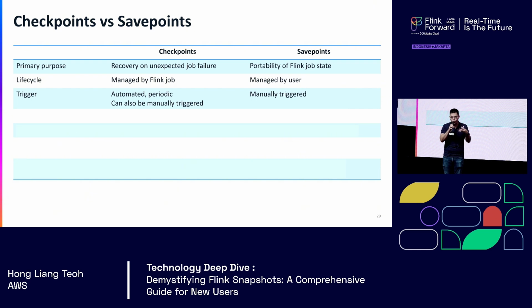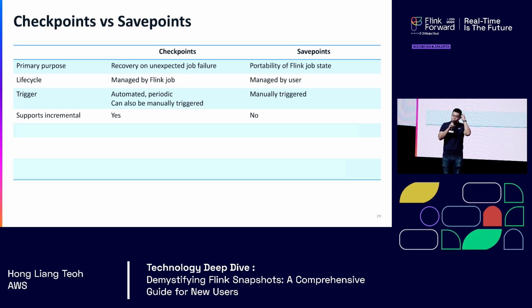It's going to slow down your job. It doesn't stop the job, but it slows down the job. So periodic, how frequently you want to trigger is up to you. You can also manually trigger it, like for checkpoints and save points. All right, cool. There's another concept that I wanted to introduce here, which is incremental save points.